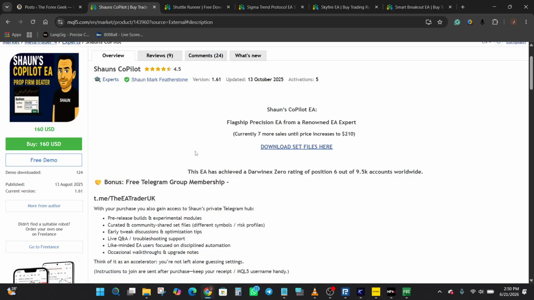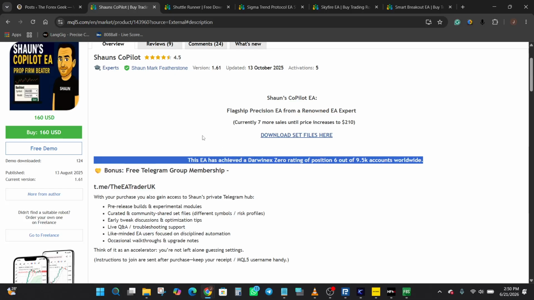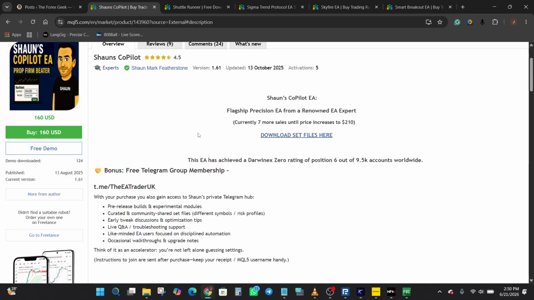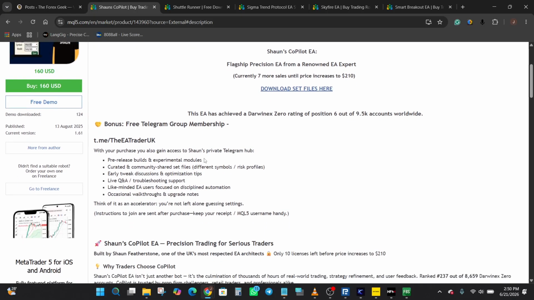As I scroll through the marketplace page, the developer highlights Shauns CoPilot EA as a flagship product designed around precision trading and extensive customization. One of the first things mentioned is its Darwinex Zero ranking, which is presented as part of the EA's performance credentials. Buyers also receive access to a private Telegram community where users can share set files, discuss optimizations, receive support, and gain access to future updates and experimental releases.